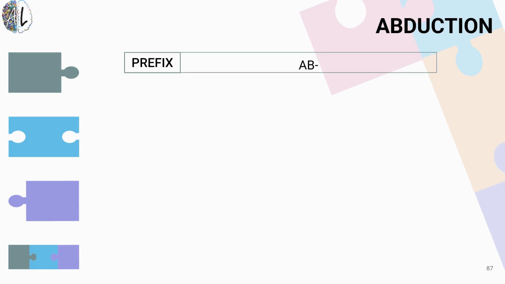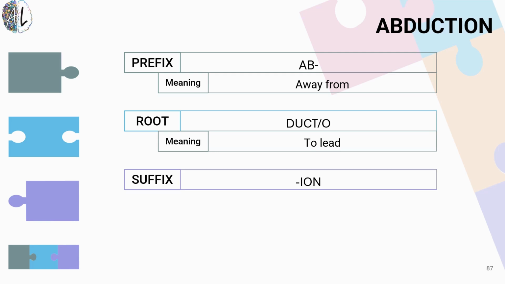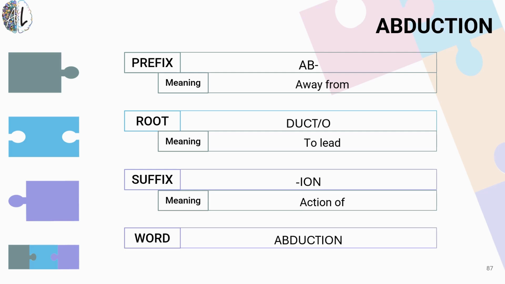All right, we do have a prefix here. The prefix is ab, which means to go away from. The root term here is ducto, which is to lead or to carry. And our suffix here is ion, which is an action of. So our term abduction is a term of movement that means to go away from the body. So if you were to move your entire arm and your shoulder out towards the side, that would be abduction.